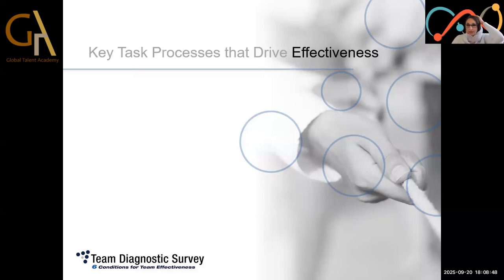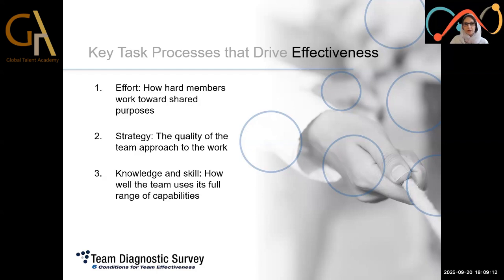The task, and then there is something else called key task processes that drive effectiveness. So in order to arrive at these three important signs, we first have to look at what comes behind them. What comes behind them is what the team does to arrive there, which is the key task processes that drive effectiveness. The first one: how much effort each member is putting into the shared purpose of the team.